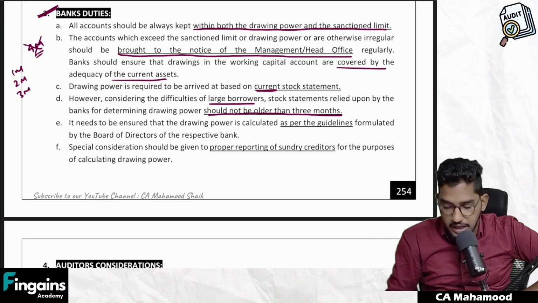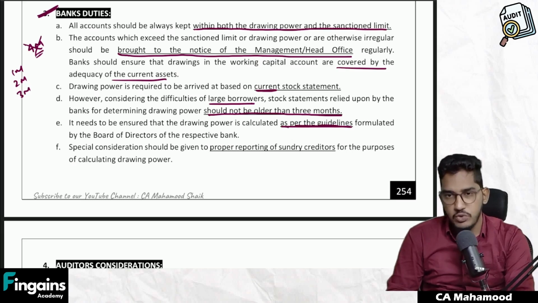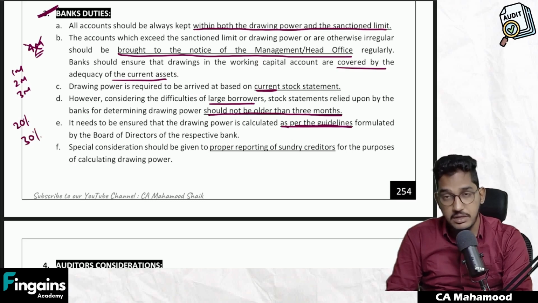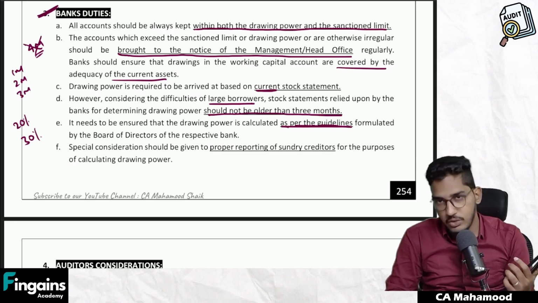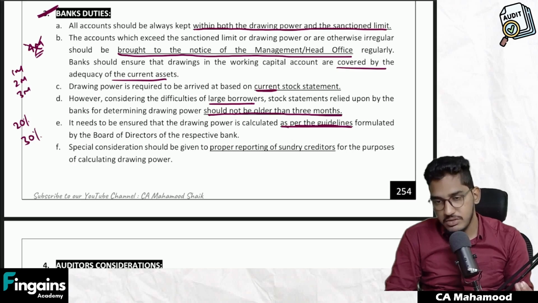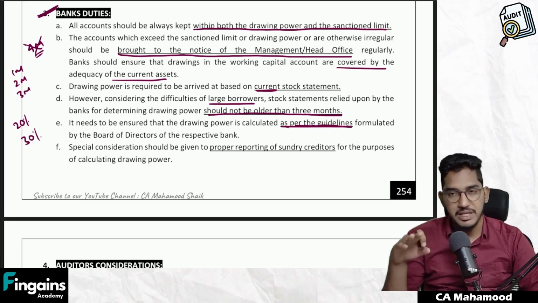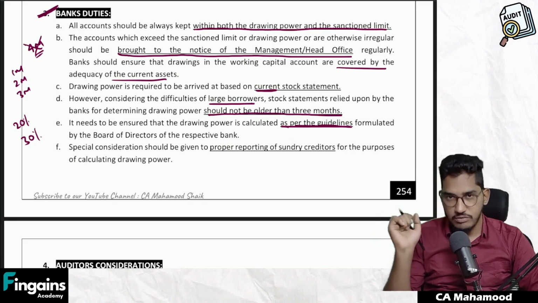It needs to be ensured that drawing power is calculated as per the guidelines formulated by the board of directors of the respective bank. So every bank's board of directors will have different policies. Like I told, some banks will say 20% margin. Some banks' boards of directors will say 30% margin. Generally, private banks will have very less margin. So every bank's board of directors will have their own policies for calculating drawing power. The bank managers and respective lower-level employees should make sure that whatever drawing power they are calculating is calculated as per the policies of the bank.